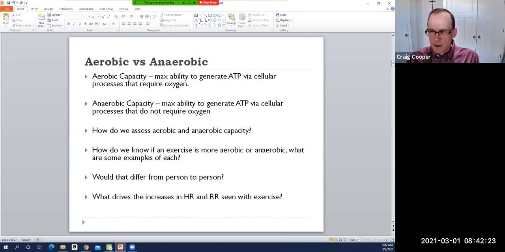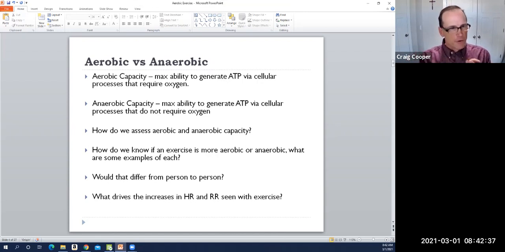Other things that you'll see sometimes included in definitions for aerobic is that it has to use large muscle groups, and that it should be reciprocal and rhythmical in nature. So you're doing right foot, left foot, right foot, left foot, right foot, left foot. That's what I mean by rhythmic in nature.